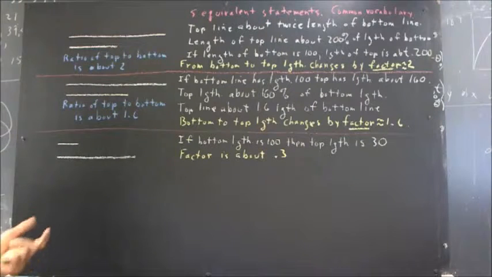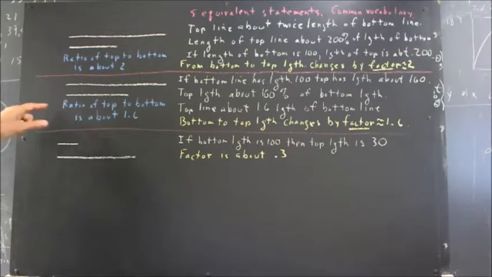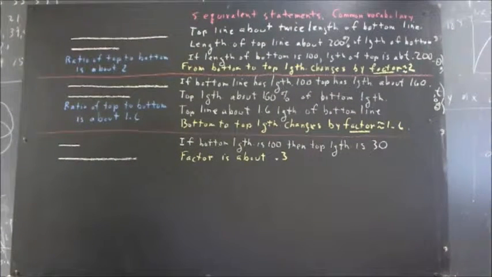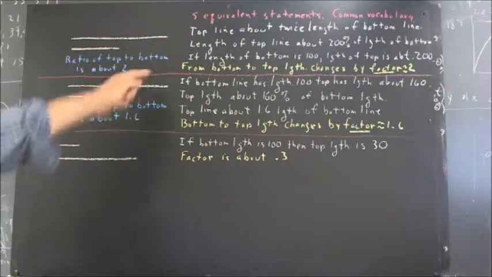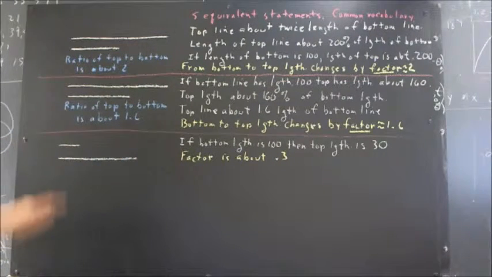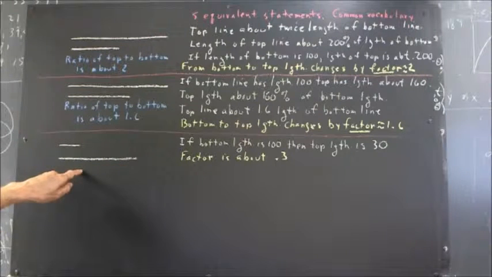We could say the ratio is about 0.3. The ratio and the factor being the same thing once we get used to the terminology. Or the top line is about 0.3 times the length of the bottom. So we could make all 5 statements. I'm going to make 2 of them here. And now we have an estimate here.